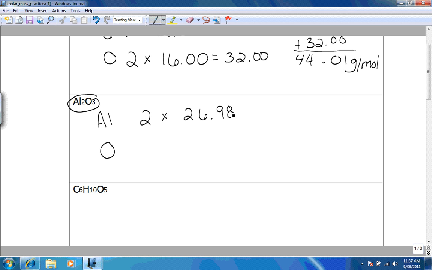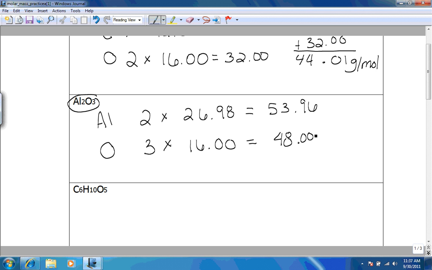Now you're going to look for oxygen. We have 3 oxygens. And we're going to look for oxygen on the periodic table at 16.00. So these numbers here came off the periodic table. These numbers here came from the chemical formula. So since we have 2 aluminum, it's going to be 2 times 26.98. That comes out to 53.96. And we have 3 oxygen, so it's going to be 3 times 16.00. And that comes out to 48.00.